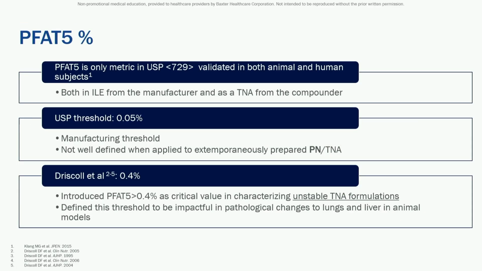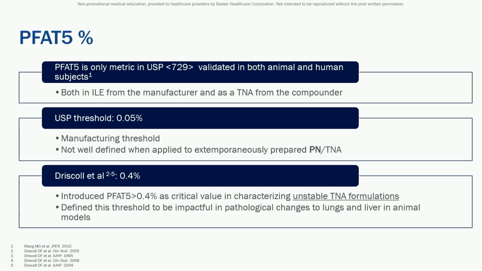PFAT5 is the only metric in USP 729 that's validated in both animal and human subjects, and it's been tested in both IV lipid emulsion from the manufacturer and also from a TNA standpoint from a compounder. USP uses a threshold of 0.05%. We don't really know where that threshold came from, but it's a manufacturing threshold, and it's not well defined how to apply that to an extemporaneously prepared PN.